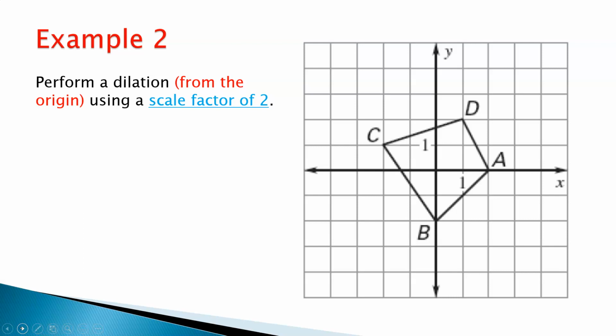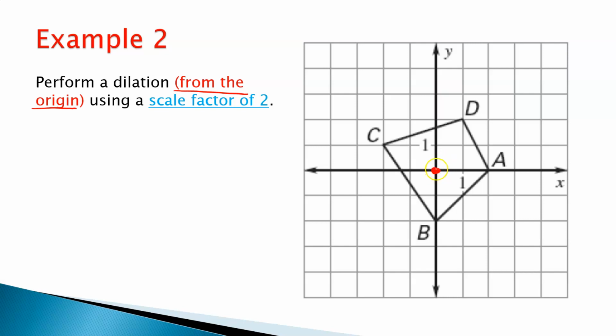Let's try it again for example 2. It says perform a dilation from the origin. All right, so again, these are my personal favorites. So from the origin, it's not too crazy. We're here at the center, 0, 0. And we're going to be using a scale factor of 2. So it should expand my image.